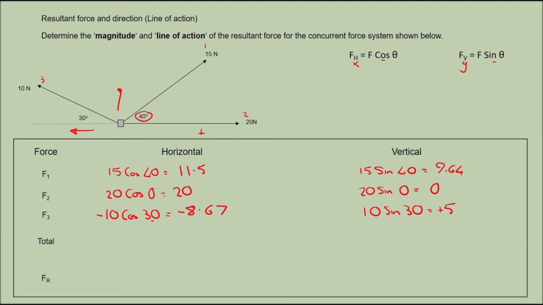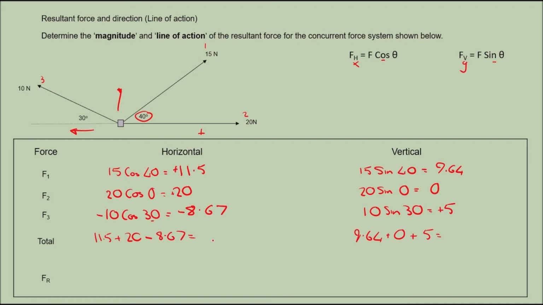Now remember our next task is to find the sum of these forces. Now that doesn't mean adding them up, it means finding the sum of them. So whatever we've got in front of that is what we're going to apply. So we're going to have 11.5 plus 20 minus 8.67 equals, and on this side we're going to have 9.64, again positive, plus 0 plus 5 equals.